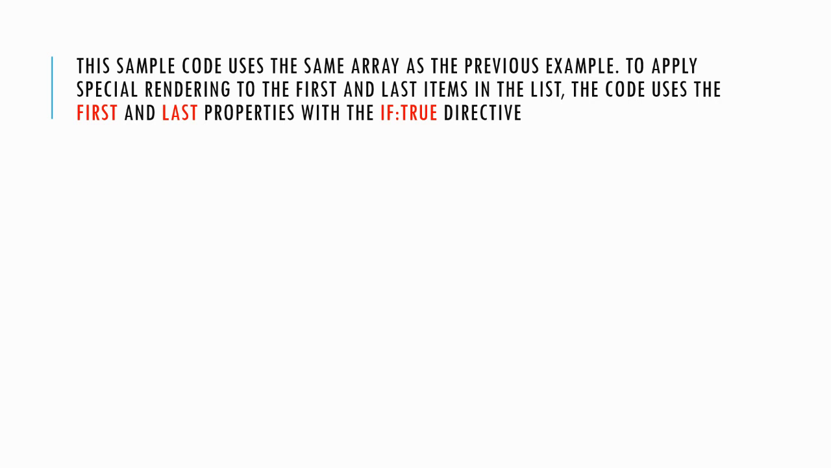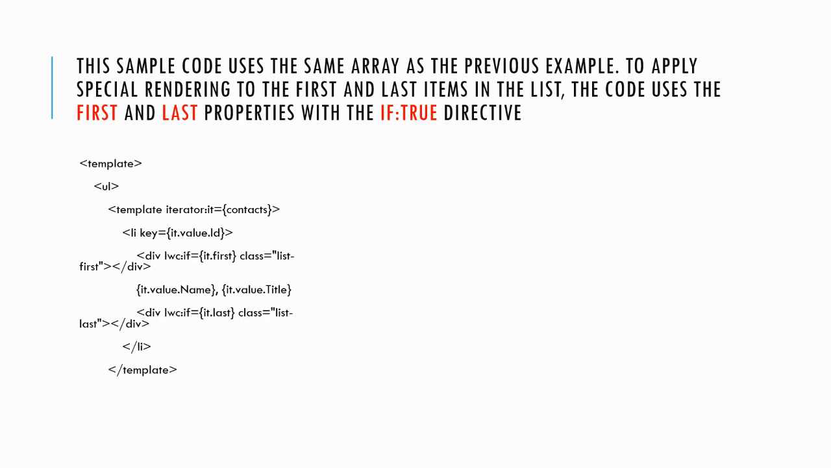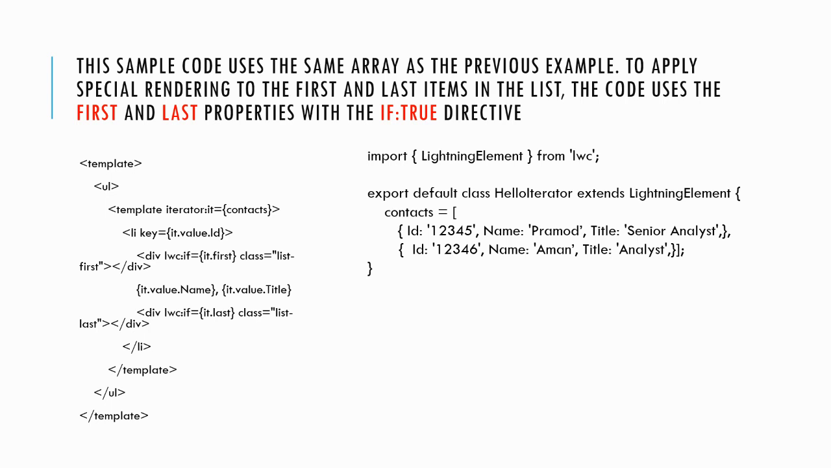Now let's see an example. Here we are using the same example which we had in the previous for:each directive. We will use the contact list again, but with some more modification. Here we have the same contact list as earlier. Then in the template, we are using iterator:it={contact}. So it will be the access token, with the help of which we will access these contacts. Then we have key as it.value.id, which is unique, and with the help of value we are accessing the specific node of this list.